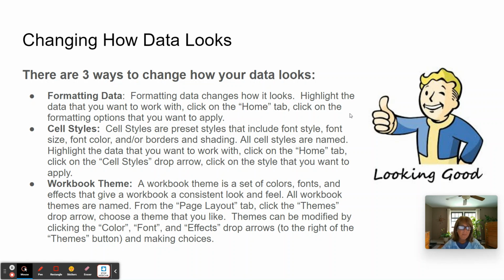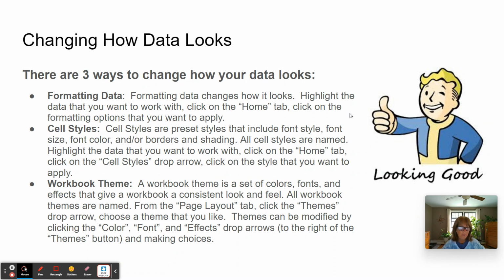You can format your data manually, which means you highlight a range of data and then you navigate to where the tools are that you want to use, and then you click on the options that you want. Cell styles are preset styles that include font style, size, color, and also borders and shading. Cell styles are named, and the way they work is you highlight the range of data you want to apply them to. You navigate to the cell styles drop arrow on the home tab, and then you just point and click on the cell style that you'd like.